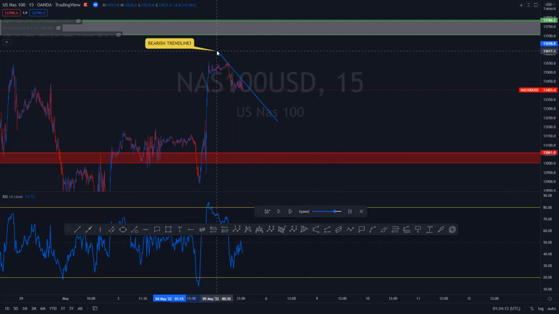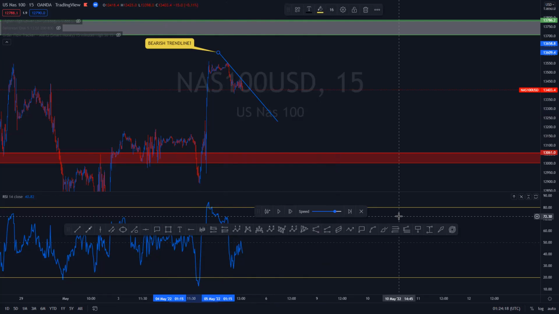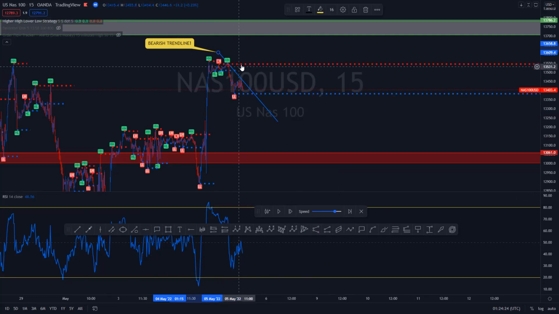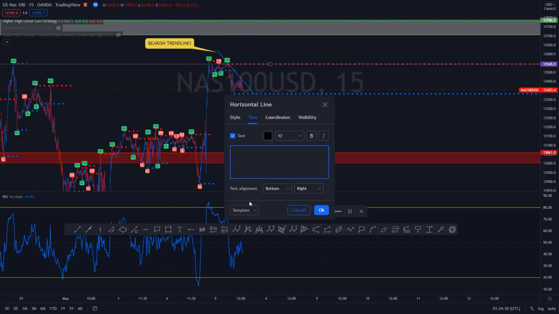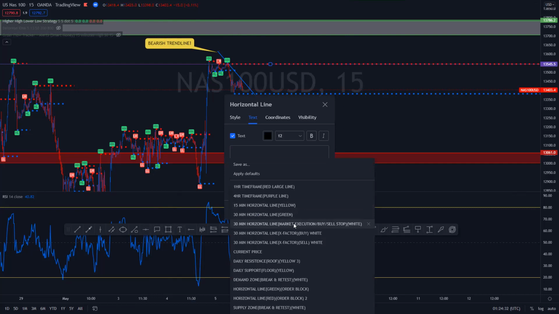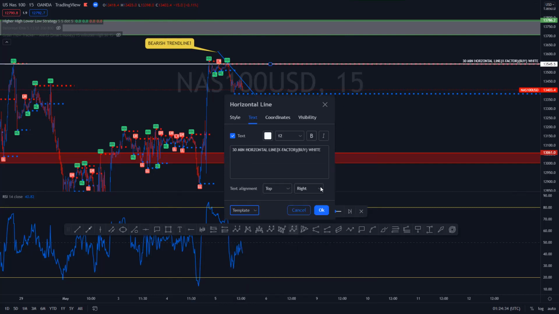And I might move this all the way up to here. All right. Now, the next thing I like to do is turn on my higher high or higher low strategy indicator. This is where I put my breakout X factor lines. This helps me gauge whether I'm going to buy or sell based off of a breakout.